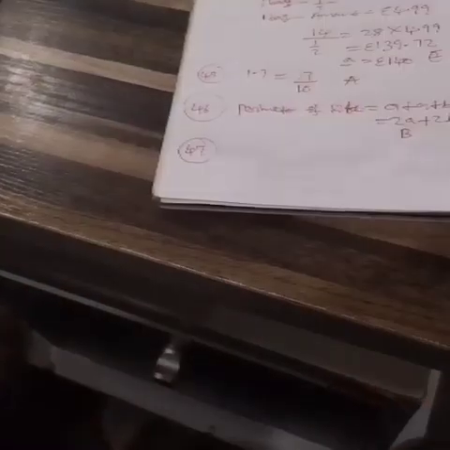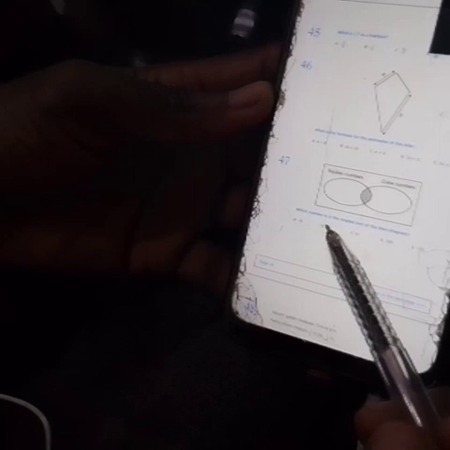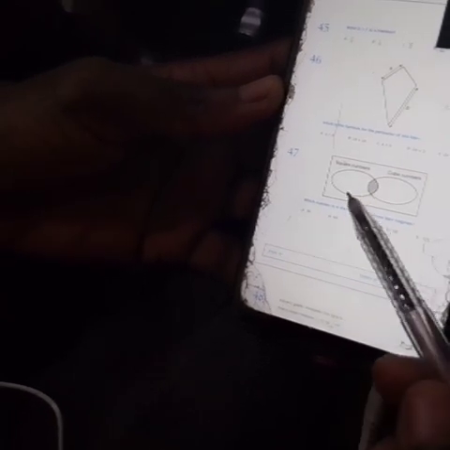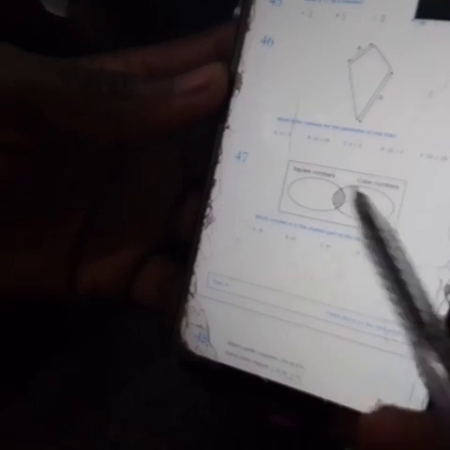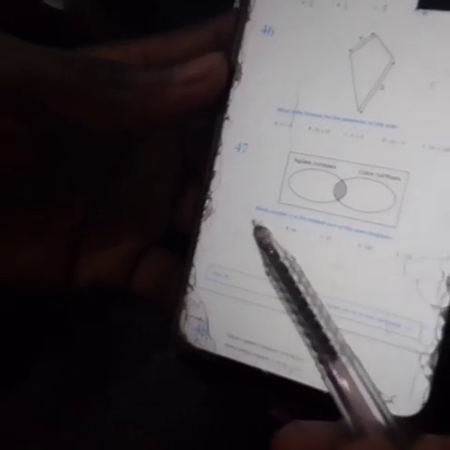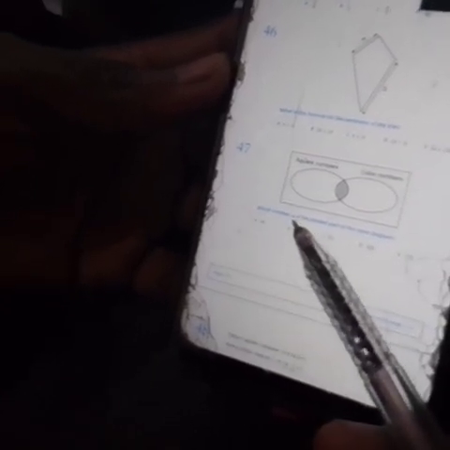Question 47. Let's see question 47. Question 47 is talking about sets. This is a set of 2, and we call this diagram a Venn diagram. We have the square numbers and we have the cube numbers. It says, which number is in the shaded part of the Venn diagram? So we'll check which one is square numbers and which one is cube numbers.